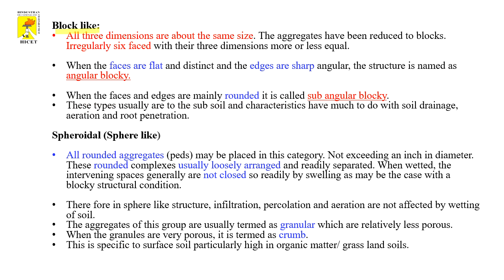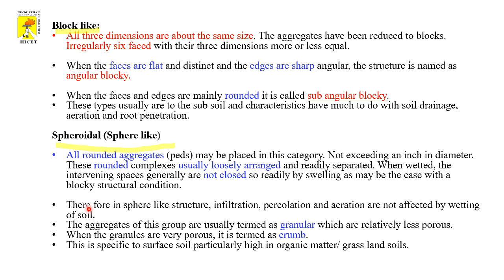The next one is the sphere-like structure, or spheroidal structure. The sphere-like structure means the soil particles are rounded complexes, round in shape or sphere in shape. These round complexes are usually loosely arranged and readily separated. When wetted, the intervening space is generally not closed by swelling. This type of structure does not lead to swelling.